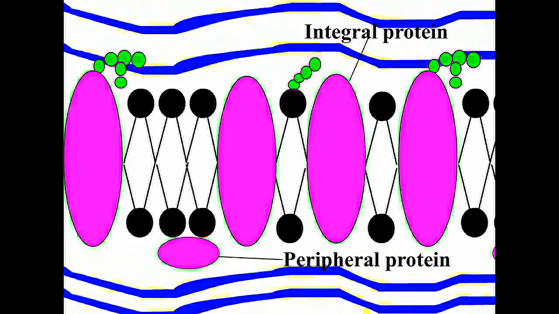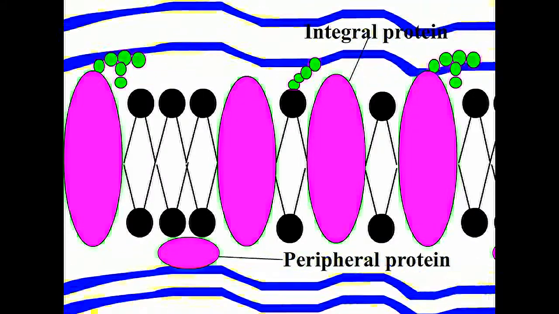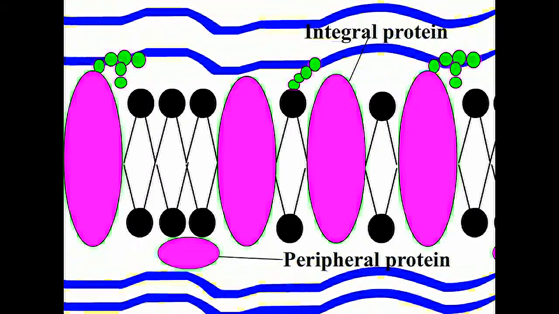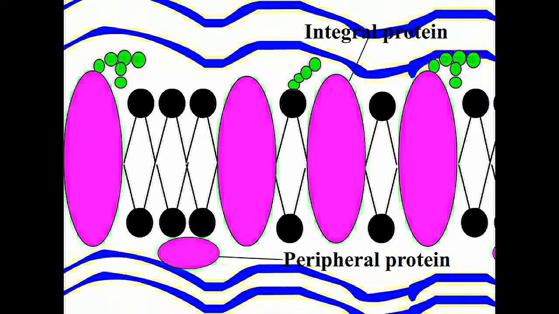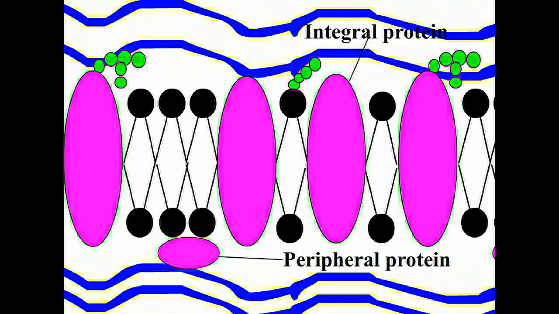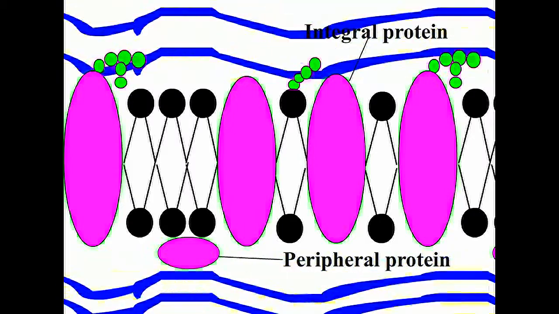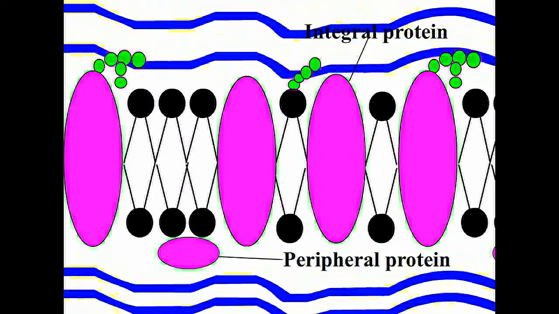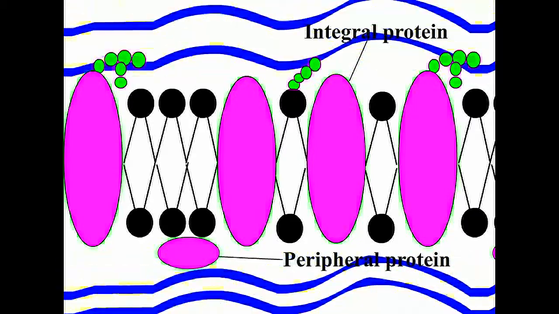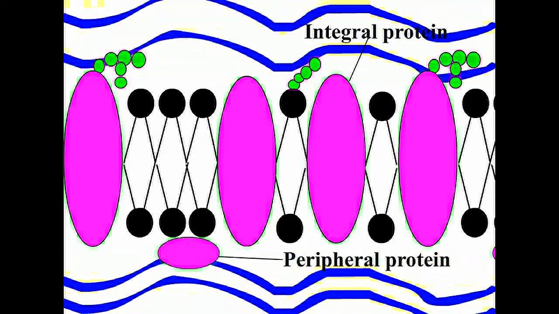Integral proteins are held in place by hydrophobic interactions between their hydrophobic regions and the hydrophobic hydrocarbon tails of the phospholipids. The hydrophilic portions will interact with the phosphate group of the phospholipids and the aqueous medium on either side of the membrane. Then there are the peripheral proteins, which are not embedded in the phospholipid bilayer and only loosely bound to the surface of the membrane.